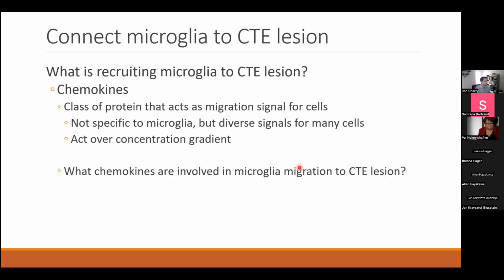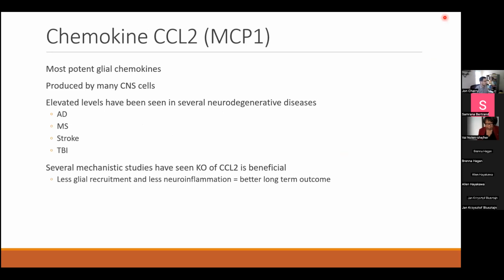And when we're thinking about chemokines involved in microglia migration, and glia migration in general, the most prominent is the chemokine CCL2 or MCP1. We'll call it CCL2 because that's a common name for it. It's the most potent glial chemokine. It's a very potent macrophage chemokine as well. It's produced by many cells to bring microglia and other cells to the area where they need to be. And it's elevated in many diseases.